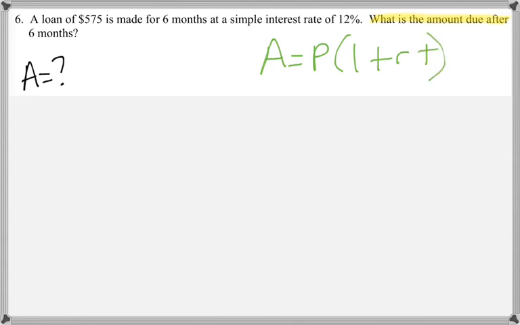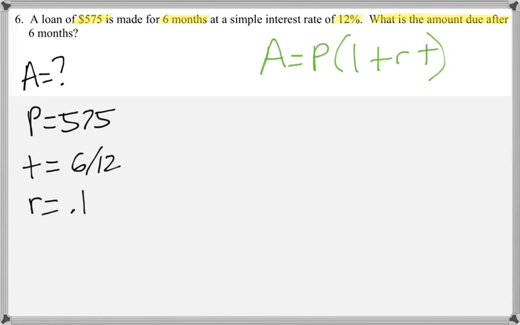Now, what other information do we know? We know that P is equal to 575. We know that our time is 6 months, but because it needs to be expressed in years, I need to write this as 6 over 12. And then we know our rate is 12%. So R is equal to 0.12.